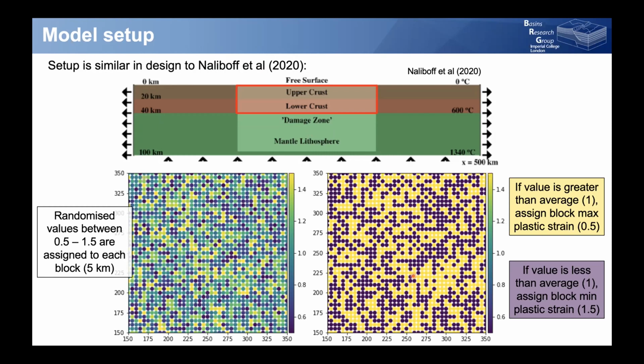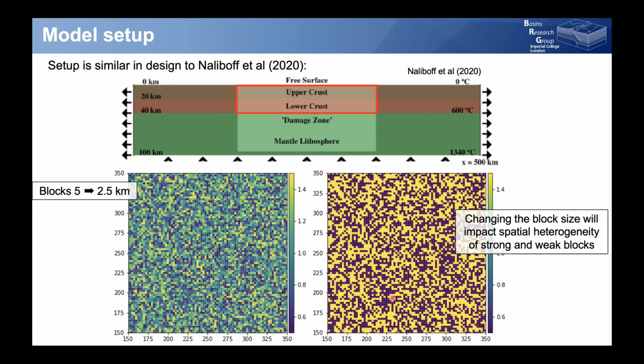And what you're left with are these strong and weak blocks of 0.5 and 1.5 that have this sort of spatial significance to them. And what's quite cool is that if you vary the block size, so the blocks were 5 kilometers, but now they've reduced down to 2.5 kilometers, you end up with a different distribution of these strong and weak blocks.